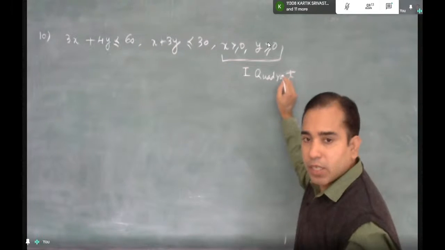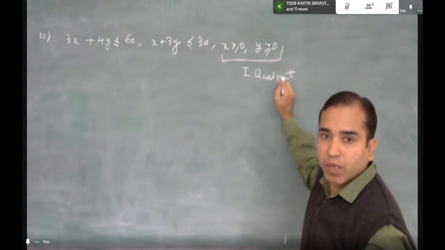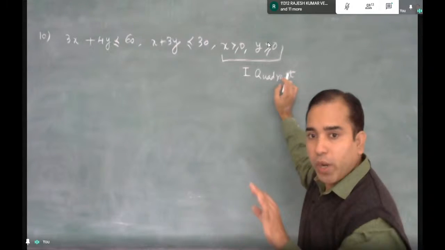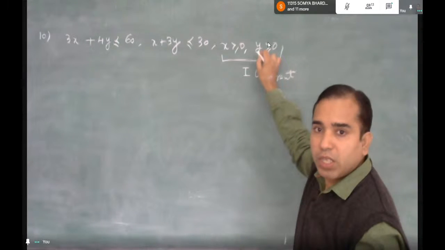Right? X is also positive, y is also positive. It happens in first quadrant. So you have to shade the area only in first quadrant. इन दोनों का मतलब बस इतना है.